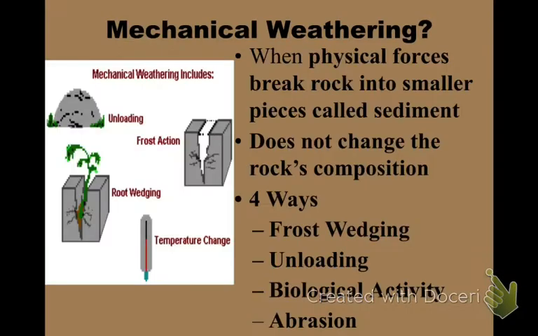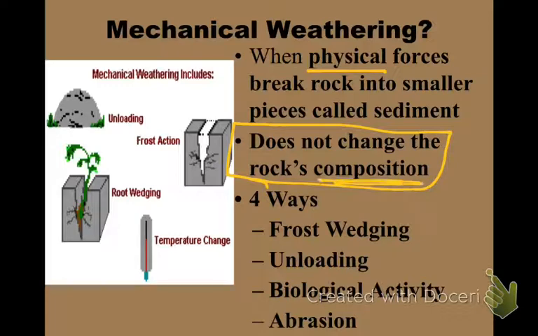So let's look at mechanical weathering. Mechanical weathering is also called physical weathering. And the reason it's called physical weathering is because mechanical weathering simply produces a physical change in the rock. Whenever you have a physical change, that simply means that you are not changing the composition. So it does not change the rock's composition. Composition means whatever it's made up of.